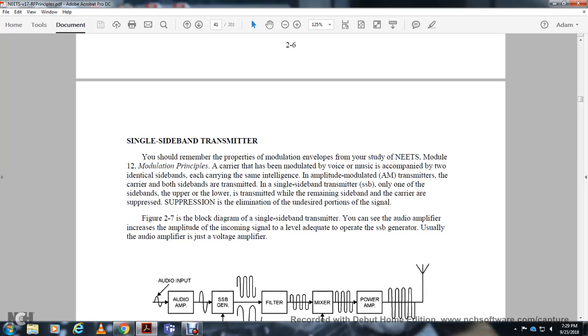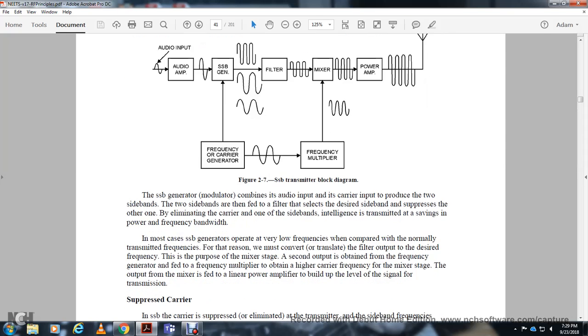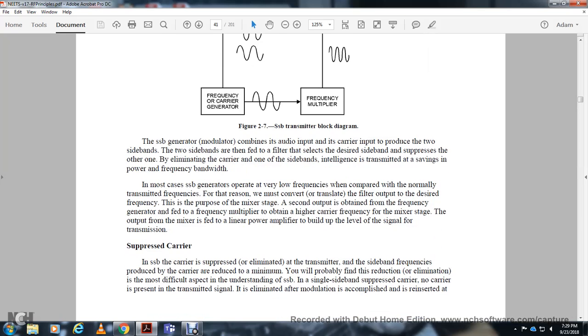Figure 2-7 is the block diagram of a single sideband transmitter. You can see the audio amplifier, which increases the amplitude of the incoming signal to a level adequate to operate the single sideband generator. The stages are: audio amplifier, voltage amplifier, audio amplifier, single sideband generator, filter, and mixer. You also have your frequency carrier generator going into the frequency multiplier, and the mixer goes into the power amplifier. The single sideband generator combines the audio input with the carrier to produce the two sidebands. The two sidebands are fed to the filter, which selects the desired sideband, suppressing the other and eliminating the carrier. Only one of the sidebands carries the intelligence, which saves power and frequency bandwidth.